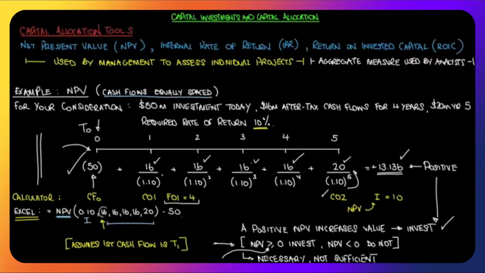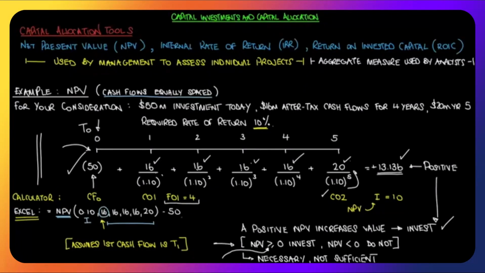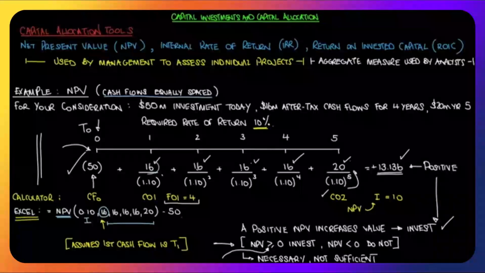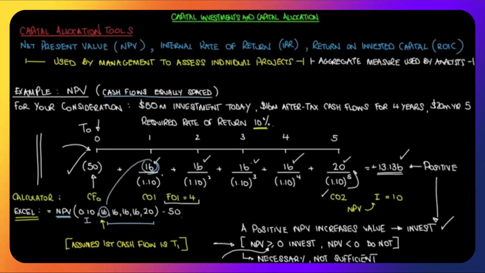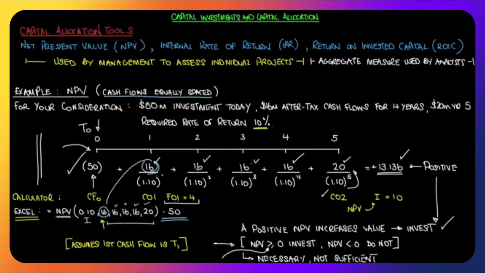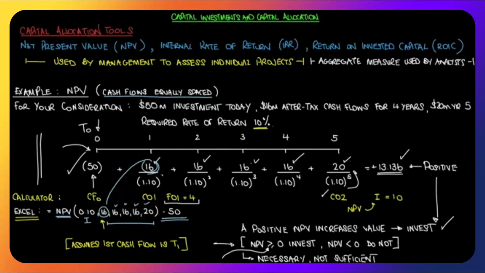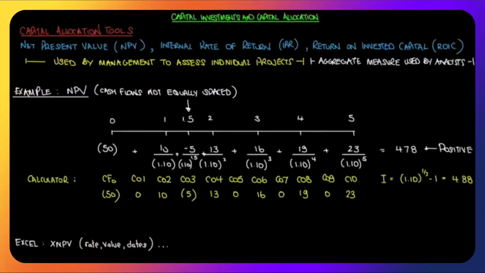But note, the first cash flow we put in there was 16 because it's assuming the first cash flow is at T1. That's the one that we just put in here. So you have to put in all of your future cash flows and then just simply deduct the cash flow at T0. Deduct because it is an outflow. Now you don't need to worry about discounting that because obviously it's just at T0. Put that into Excel and it will calculate again 13.136.